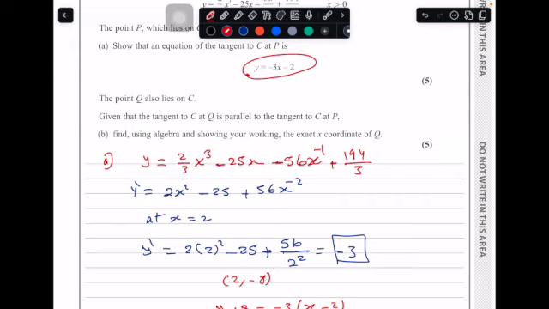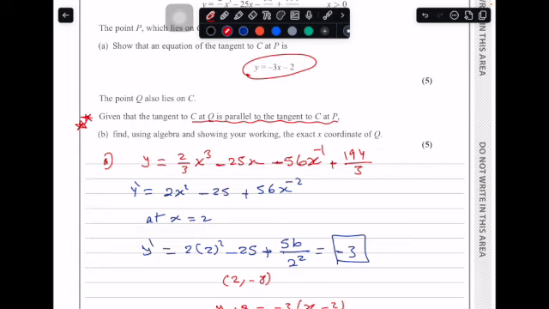The point Q also lies on the curve C, given that the tangent to C at Q is parallel to the tangent to C at P. This is a very old question. It used to come in C1 like 10 or 12 years ago. Find, using algebra and showing your working clearly, the exact x-coordinate of Q. Go back to the classified, you will find me making a star beside this question.